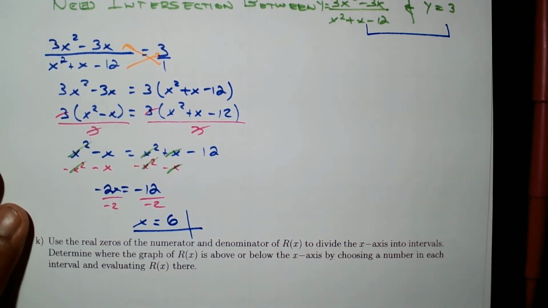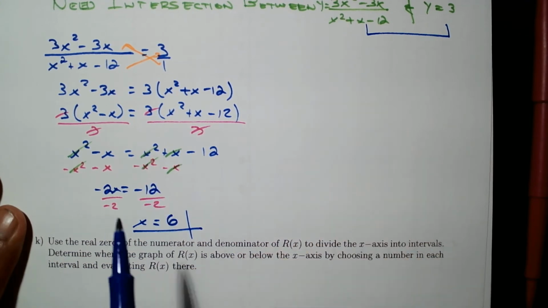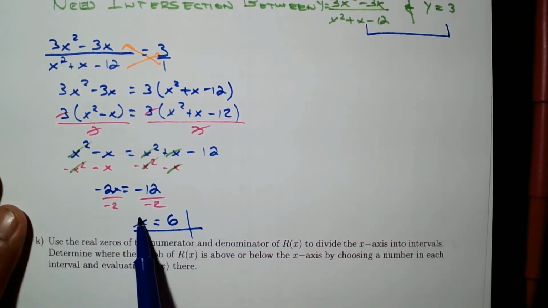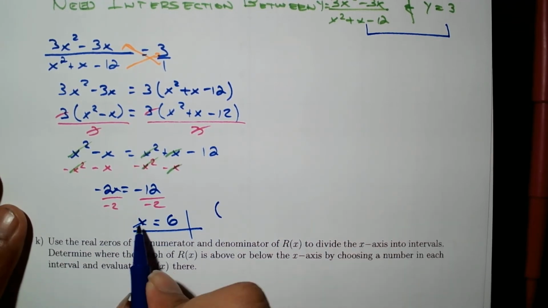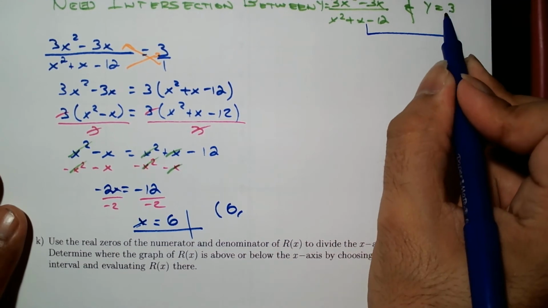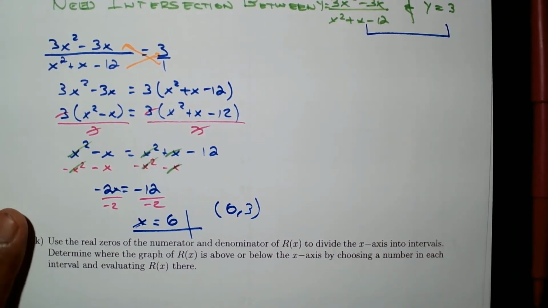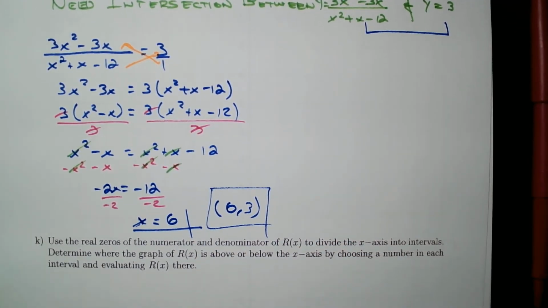So at x equals 6, the original function is intersecting with the horizontal asymptote. I mean the point 6 comma y equals 3 at that point, which is going to be one of the pieces of information that we're going to need in order to graph that function.